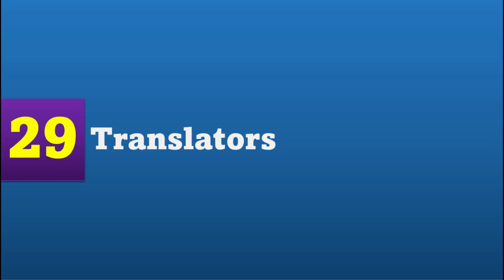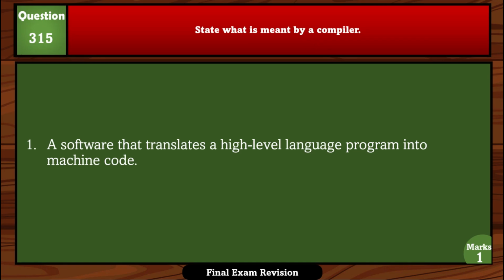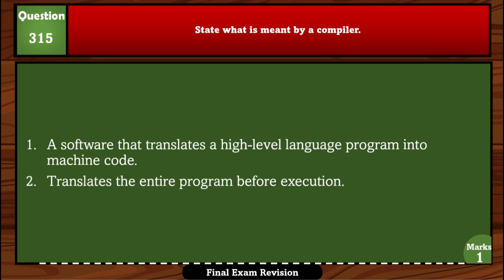Topic 29. Translators. Compilers. Question 315. State what is meant by a compiler. A software that translates a high-level language program into machine code. It translates the entire program before execution.